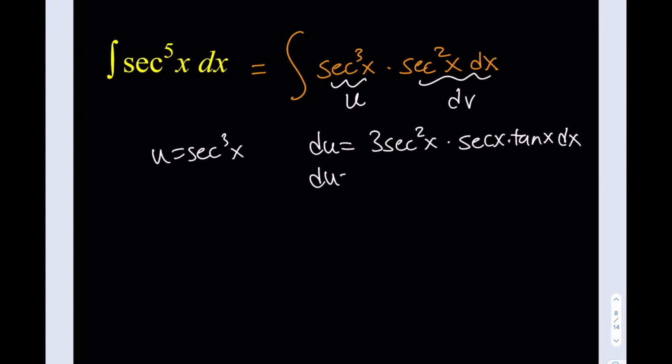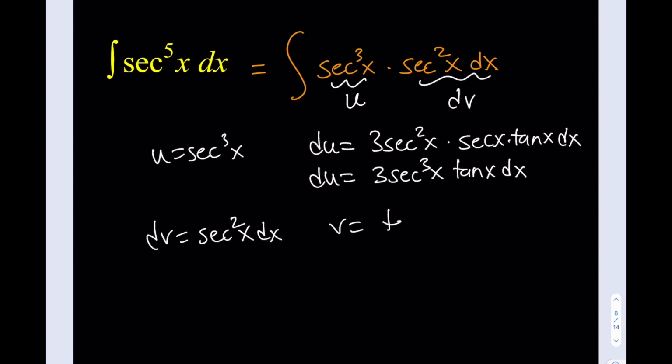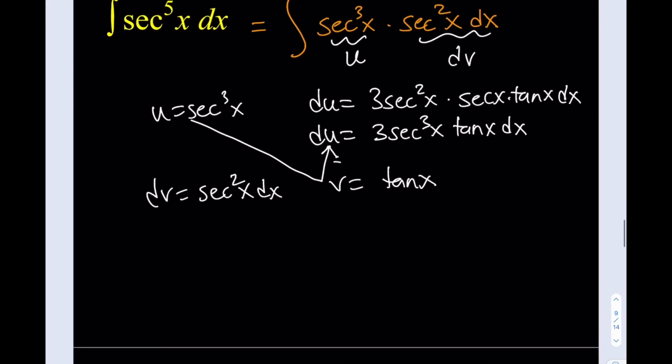So du is going to be what? 3 secant cubed x tangent x dx. Beautiful. And dv is secant squared dx. So v is tangent x, right? That was easy. So now we're going to go what? uv minus the integral of v du. Here we go. There's a minus sign here. Okay. So then we get what?